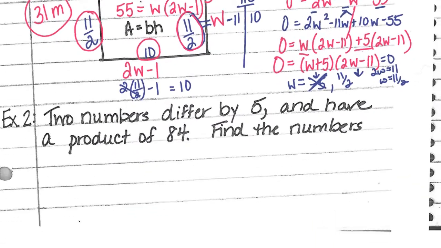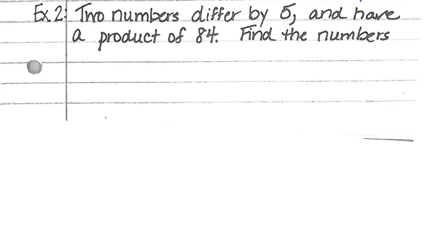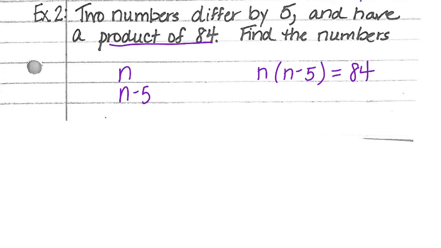All right, moving on. Two numbers differ by 5. I see questions like this all the time. All right, two numbers differ by 5. So I know if they differ by 5, I can call one n and one n minus 5. Ooh, they have a product of 84. So I know when I take n and I multiply n minus 5, I have a product of 84. Is it equal to 0? No. So let's distribute first. n squared minus 5n equals 84.